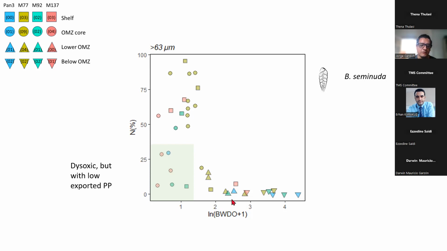In this picture, we have this group of samples with very low numbers of Bolivina seminuda. For this species that is very dominant, it's always from 50% up to 90-something percent. These numbers are low and they happen in dysoxic waters, but with very, very low export productivity. So this might explain why Bolivina seminuda was not dominant in these sediments.